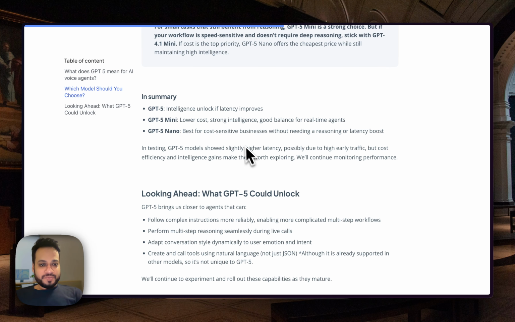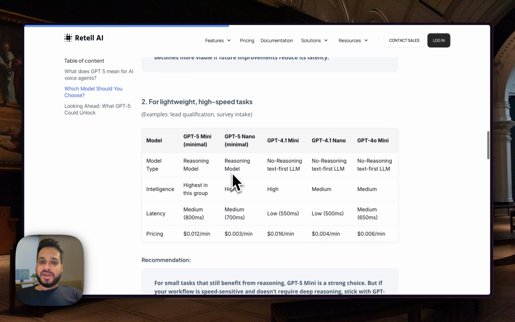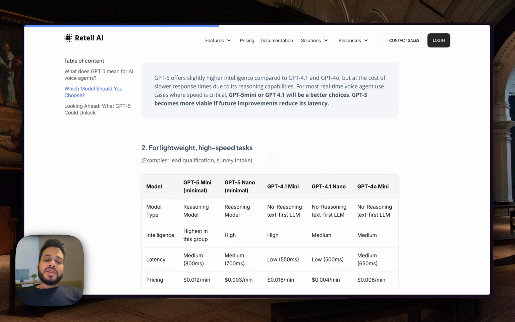So in summary, this is what Retell has to say for the benchmark comparisons, and I would agree. Now let's go to some actual benchmarks where we can verify our claims and verify if GPT-5 Mini is still a viable choice or not.